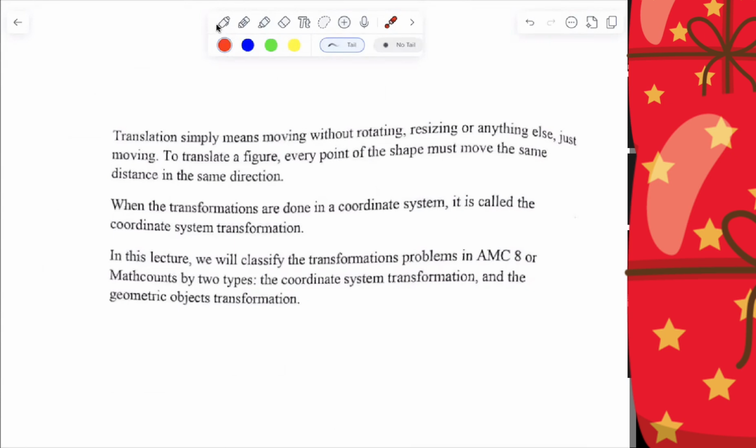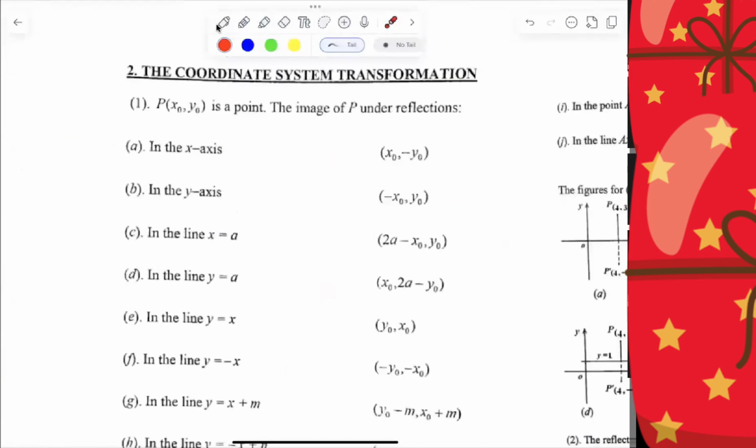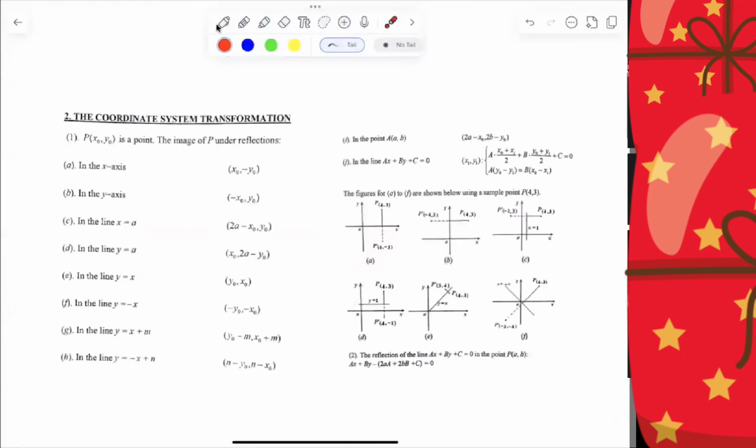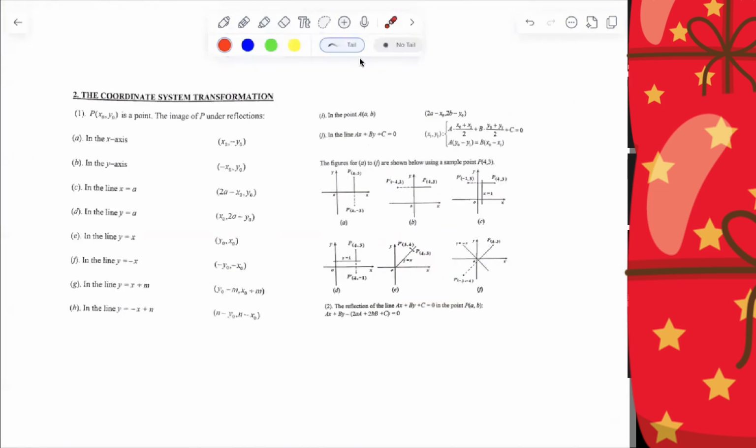When transformations are done in a coordinate system, it's called a coordinate system transformation. Right now in this session we're going to be talking about these common transformations that you should understand. I don't think you really need that much memorization. Much of this you could derive, and as you can see, these are just formulas. I'm not going to delve too deep into it, but I can show you this one.